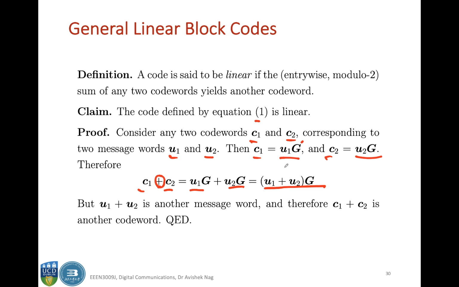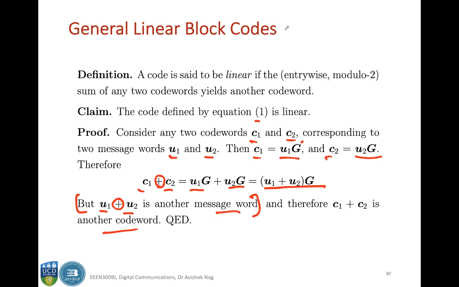So now if you argue carefully, you can find out that U1 plus U2, where this plus again is a modulo 2 addition, is another message word. Okay. So let me give you an example of this. So why is U1 plus U2 another message word? Okay. So let's try to focus on this part of the proof. U1 plus U2 is another message word, and therefore C1 plus C2 is another code word. So this is fine, but you might ask why U1 plus U2 is another message word.